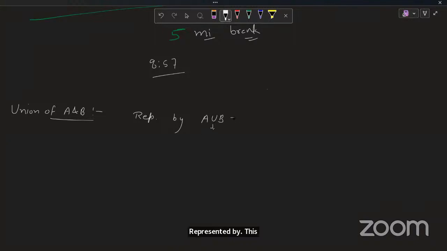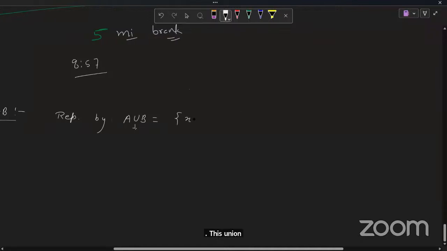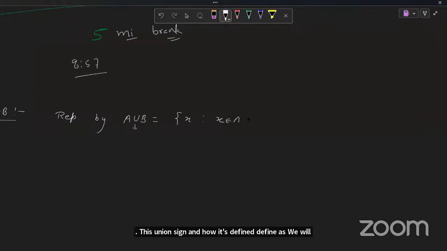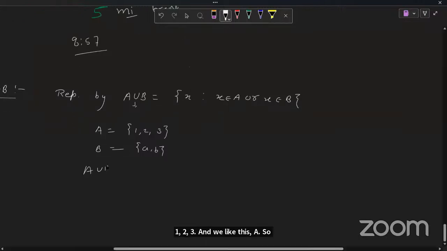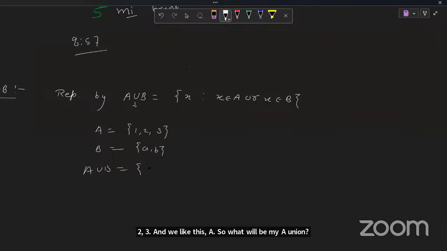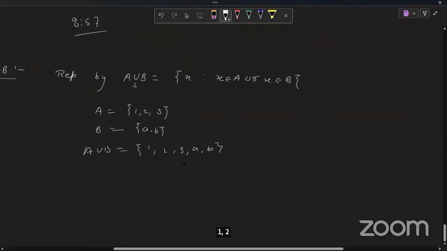And it is defined as: we collect all the elements X such that either X is inside A or X is inside B. For example, if you have A as 1, 2, 3 and B as a, b, what will be my A union B? 1, 2, 3, a and b. Easy for everyone, right? Yes, sir, because either it has to be inside A or inside B.